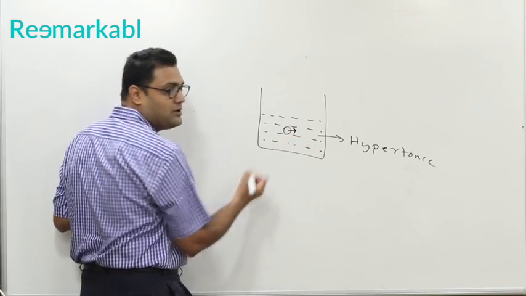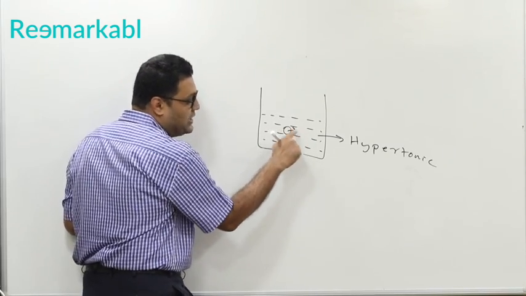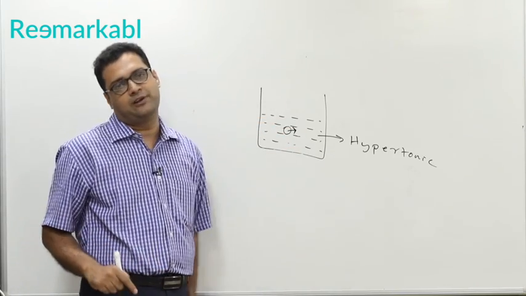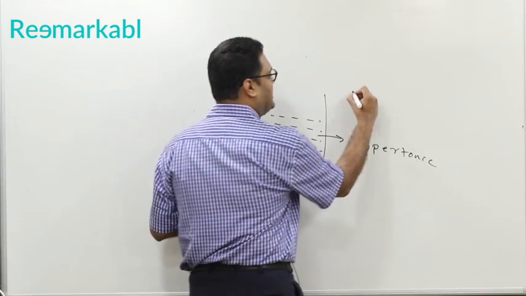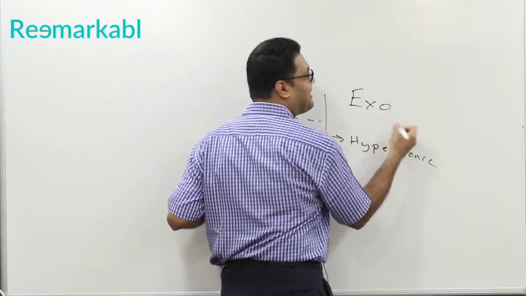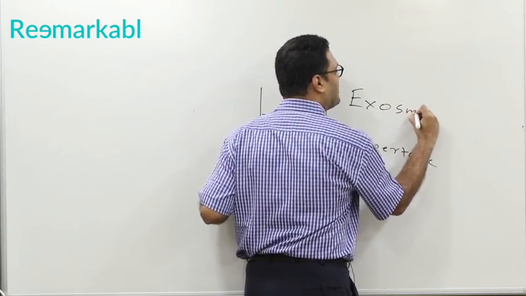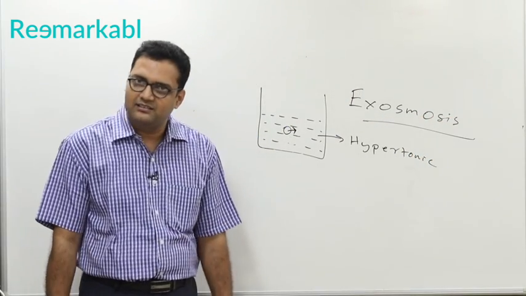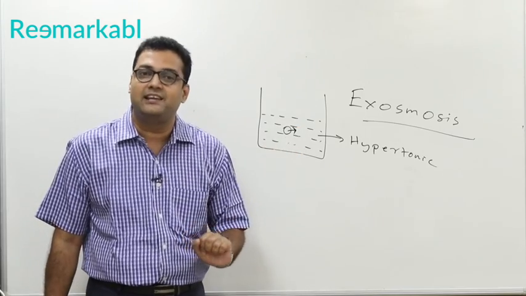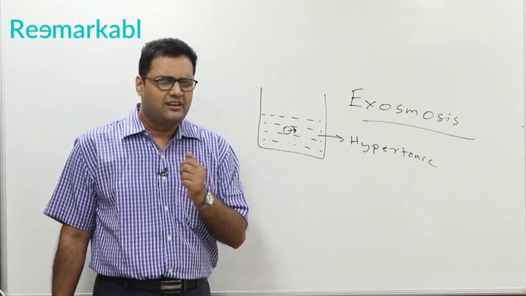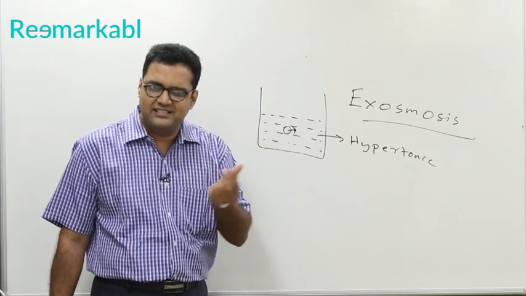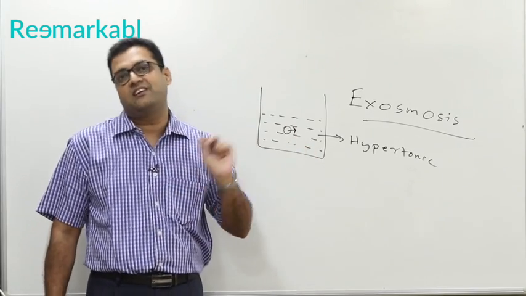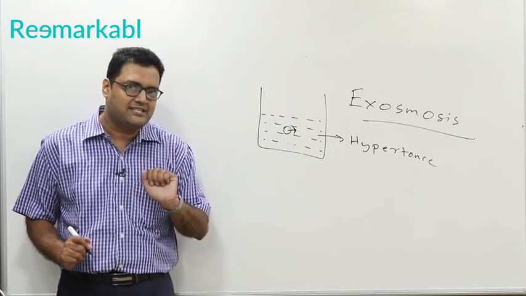As you can see the arrow, it is moving outward. And this outward movement of water molecules, exo means outside. It is moving by osmosis, so it is called... Is it clear? Since it is moving outside, it is exosmosis. Now the cell has shrunk, isn't it? The cell has got shrunken. It's in a shrunken state now because water has moved outside.